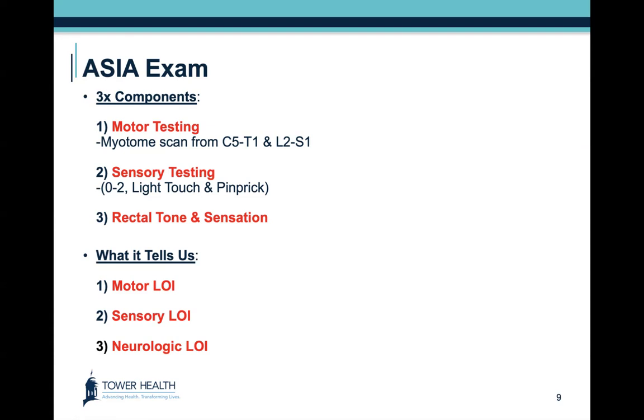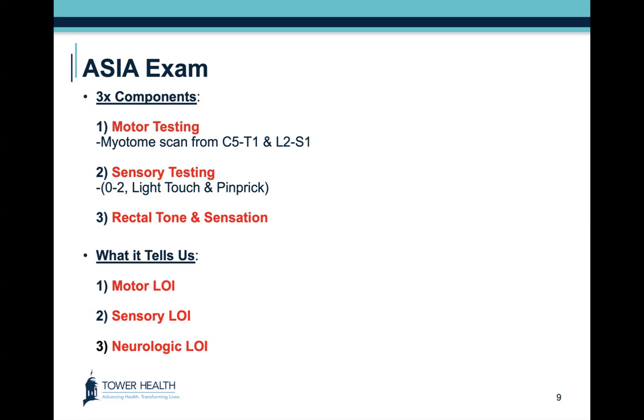So it's basically the most distal myotome that's at least anti-gravity, and everything above it is 5 out of 5. Then the sensory level of injury, which is your most distal dermatome that has fully intact light touch and pinprick sensation, with everything above that also fully intact. And your neurological level of injury, the easiest way to think of that is the most caudal, or most towards your head, level of injury. It's the most serious level of injury, and that's what people commonly refer to as what their spinal cord injury is. So if you're T4, ASIA A, B, C, or D, that means your neurological level of injury is T4.